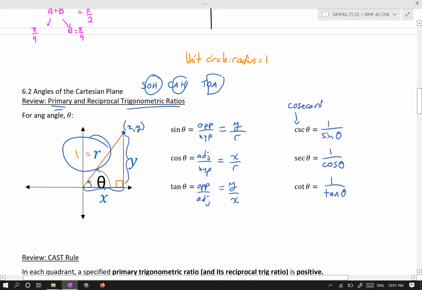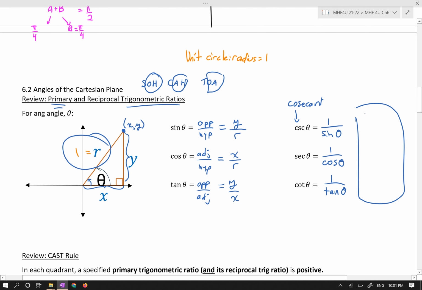Now, if that's the case, I would like you to pause the video and fill out for your cosecant, secant, and cotangent ratios what those are in terms of x, y, and r. Try that out, pause the video, and when you come back, you'll see all the answers at once. Good, so you're back. Well done.